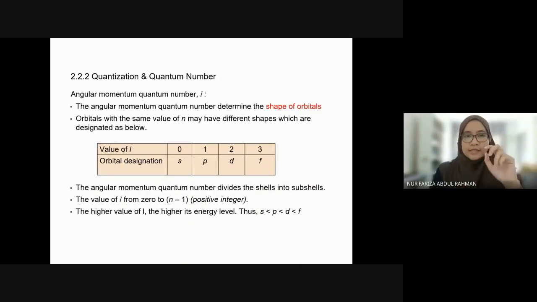Maybe next will be the l. The l and ml can be quite tricky, actually not tricky, but you just have to understand. Next will be the angular momentum quantum number, or in short, we can write it as l. So what does this l represent? Remember just now, n represents the distance of the orbital from the nucleus.